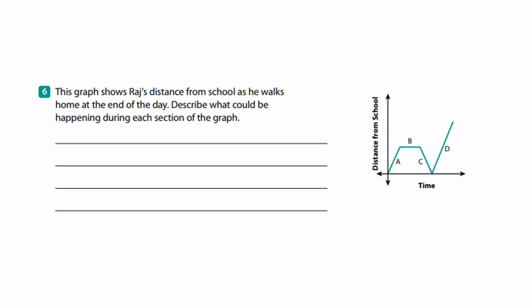Number 6. This graph shows Raj's distance from school as he walks home at the end of the day. Describe what could be happening during each section of the graph. So again, his distance from school, he starts down here at the bottom, means he's starting at school. So he starts walking home.